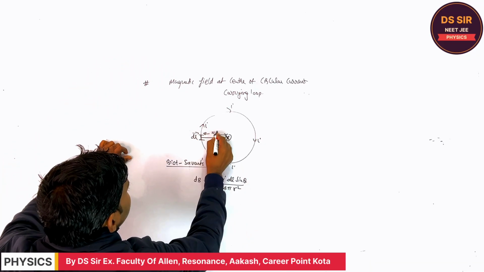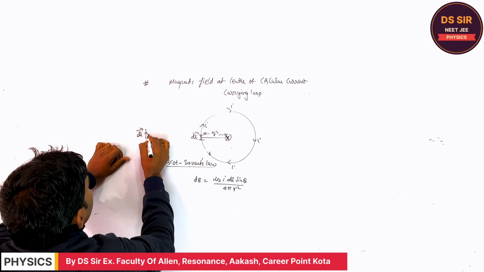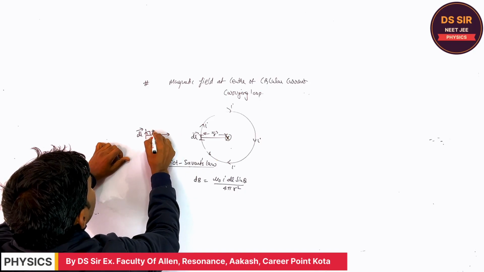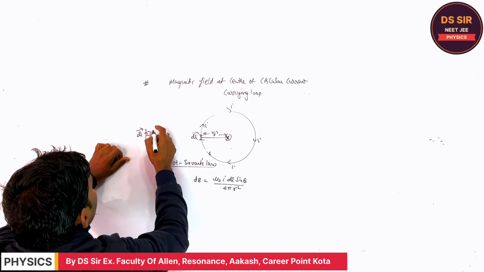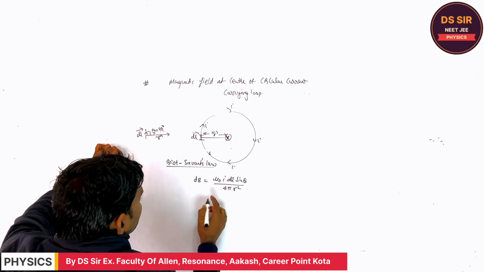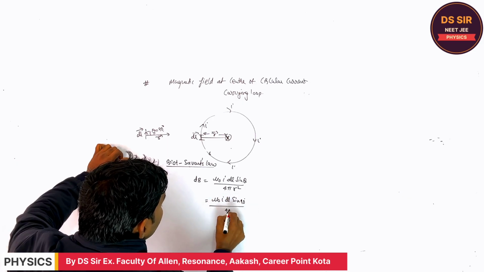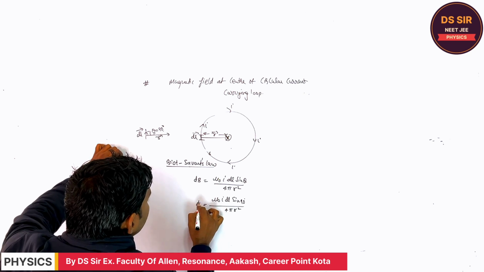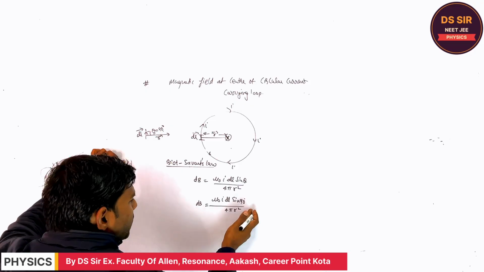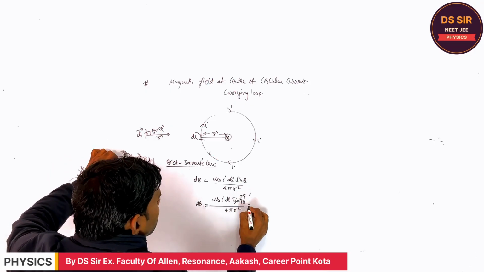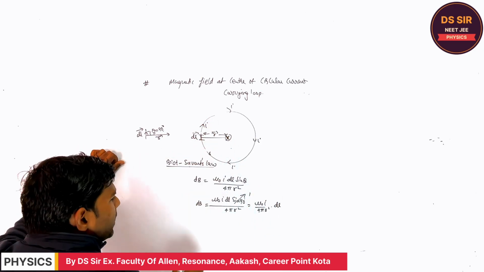If this is the dl vector, this is the r vector, what is the angle? 90 degree, right? So dB equals mu naught I dl sine 90 upon 4 pi r square. What is sine 90? It is equal to 1. So dB equals mu naught I upon 4 pi r square into dl, where dl is the elemental length.